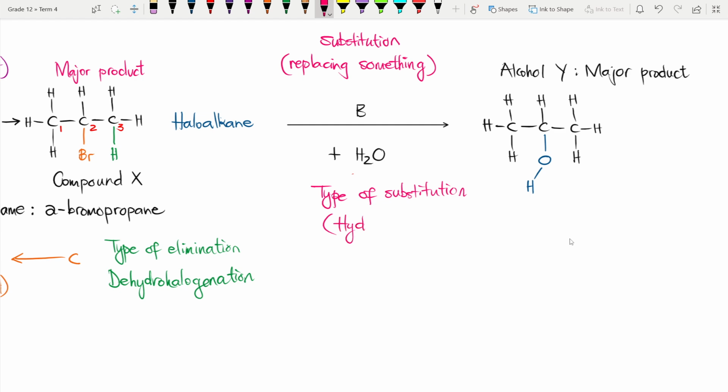Okay, it's called this hydrolysis, because we are adding water, and the lysis part has to do with substituting whatever was there before. So we call this hydrolysis. Okay, do you have any question?